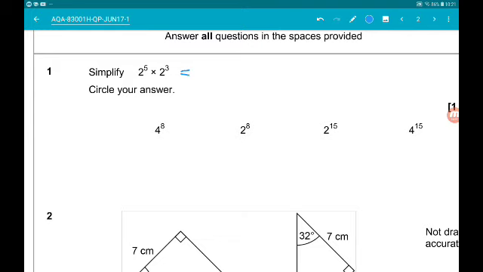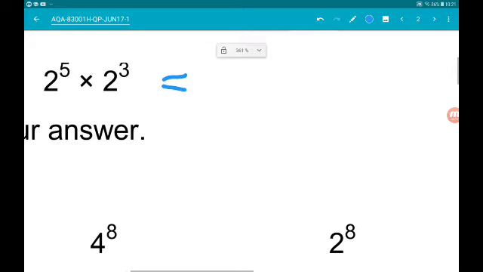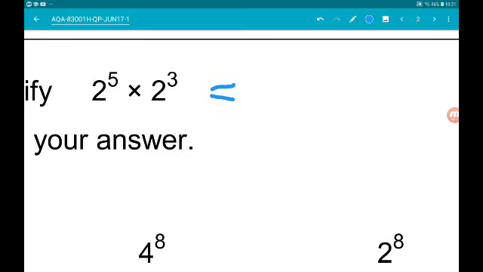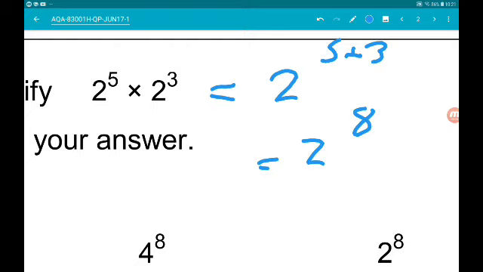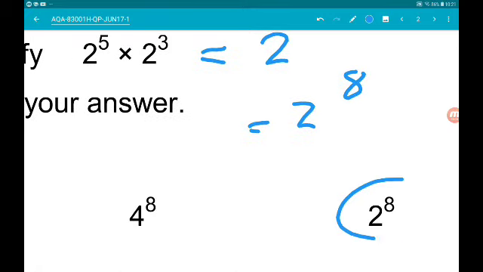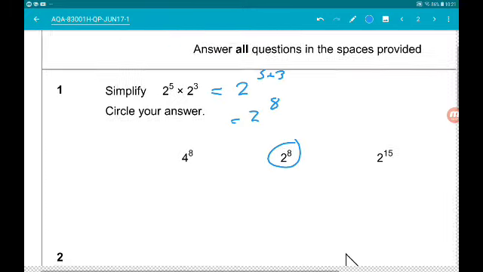Okay, question 1, we have indices. So we want to simplify 2 to the power of 5 times 2 to the power of 3. Now when you multiply the same base numbers together, you add the powers. So this is 2 to the 5 add 3, which is 2 to the 8. So there he is. Cool.